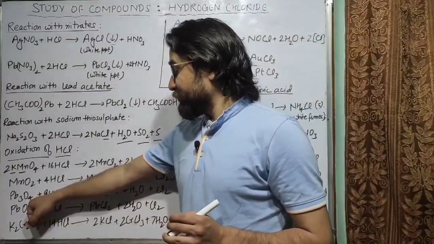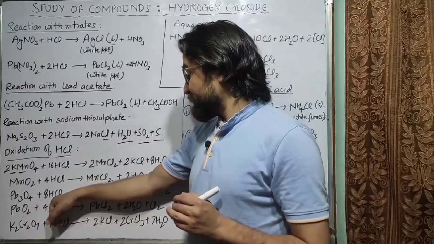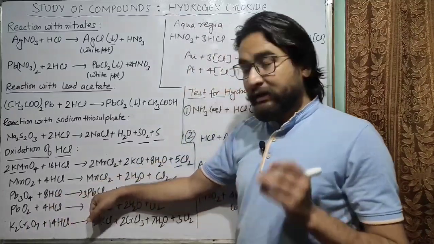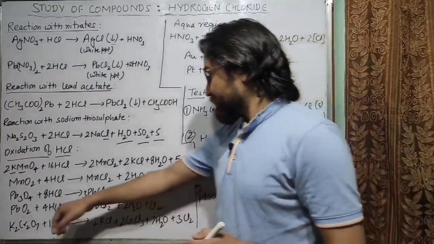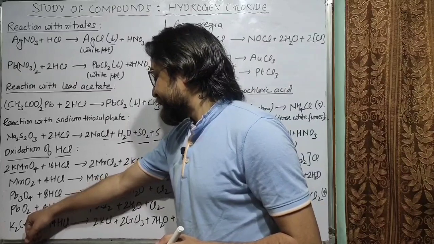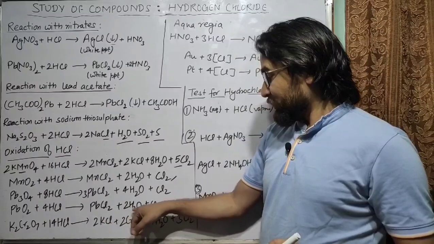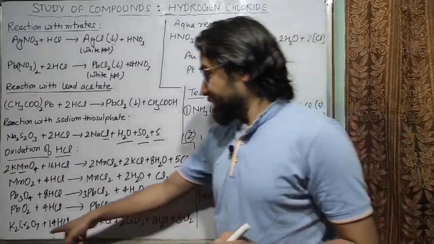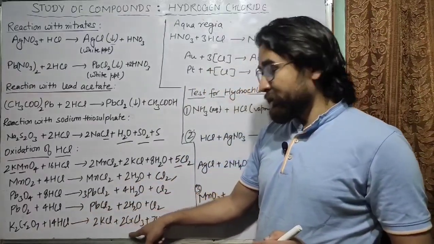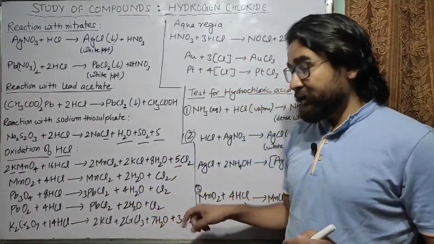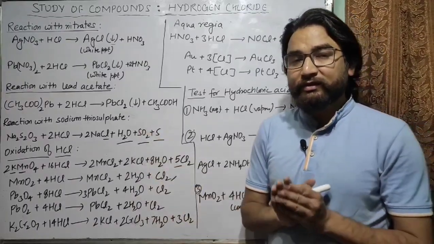Similarly, Pb3O4 is an oxide of lead and it is also an oxidizing agent. It will react with HCl and form lead chloride, then water, and chlorine gas is liberated again. Now similarly, lead dioxide will react with HCl and form PbCl2, then water and chlorine gas. And at last, potassium dichromate will react with HCl and form potassium chloride, chromic chloride and water, and chlorine gas is evolved. So you can see in all these processes chlorine gas is evolved.